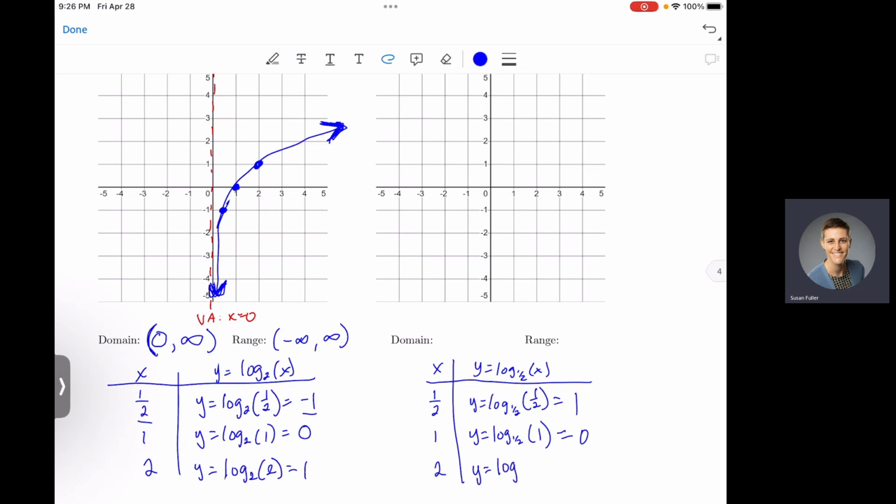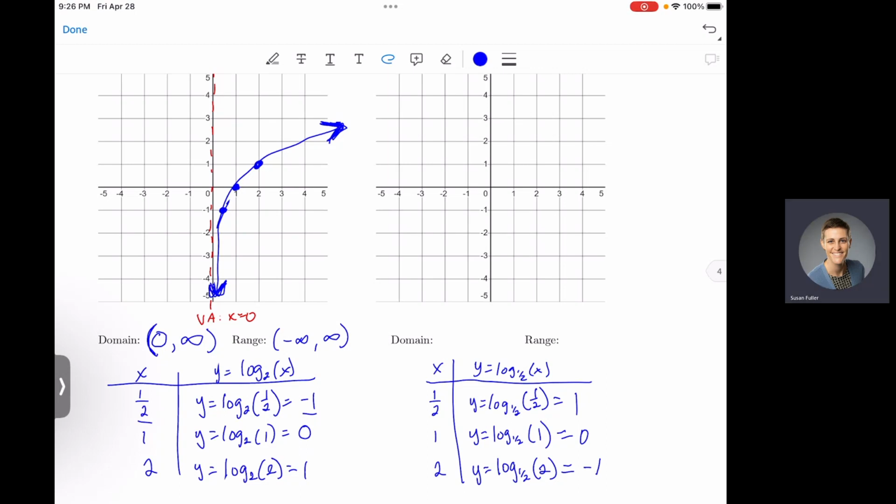if x equals 2, y equals log base 1/2 of 2. This one says 1/2 to what power gives me 2? And the answer is -1, because a negative exponent gives us a reciprocal, and 2 is the reciprocal of 1/2.